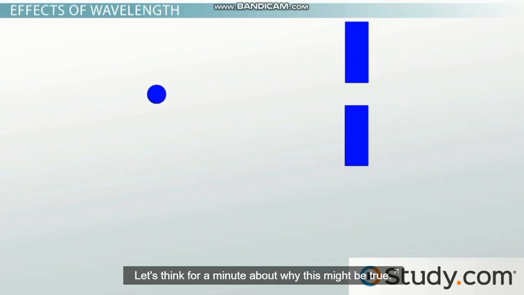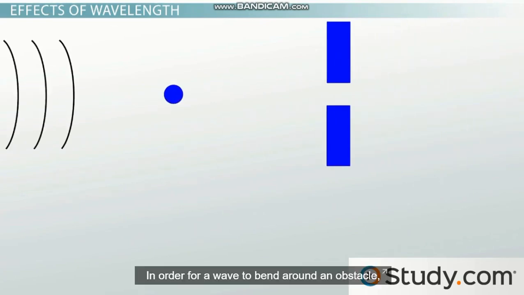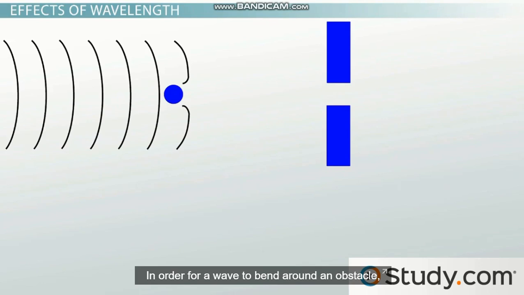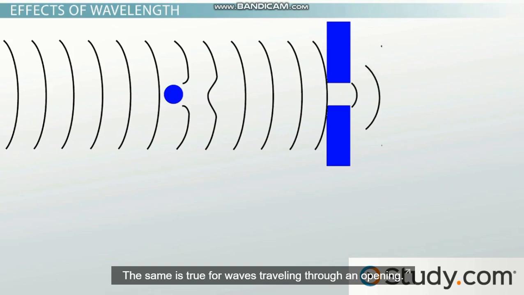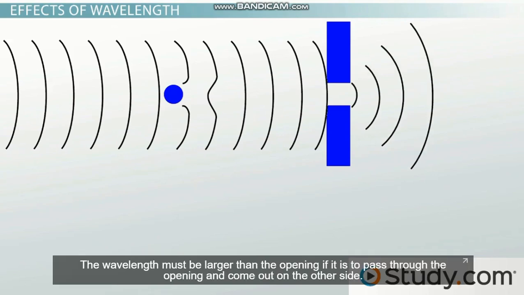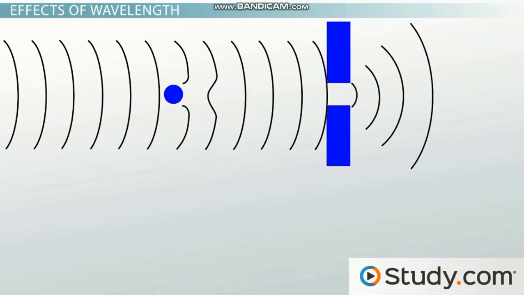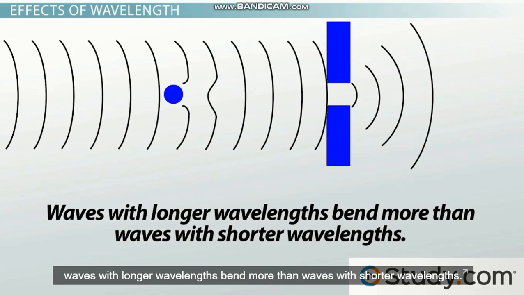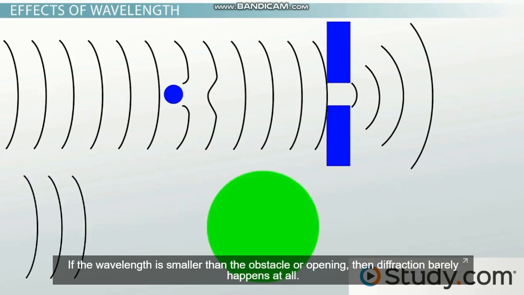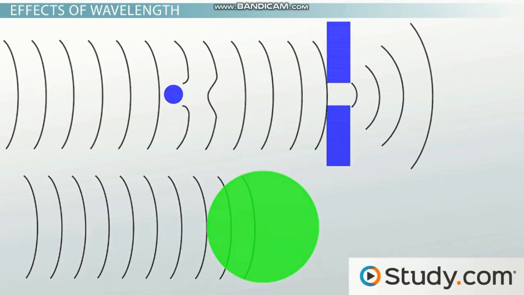Let's think for a minute about why this might be true. In order for a wave to bend around an obstacle, the wavelength of the waves must be larger than that obstacle. The same is true for waves traveling through an opening. The wavelength must be larger than the opening if it is to pass through the opening and come out on the other side. For any given obstacle or opening, waves with longer wavelengths bend more than waves with shorter wavelengths. If the wavelength is smaller than the obstacle or opening, then diffraction barely happens at all.